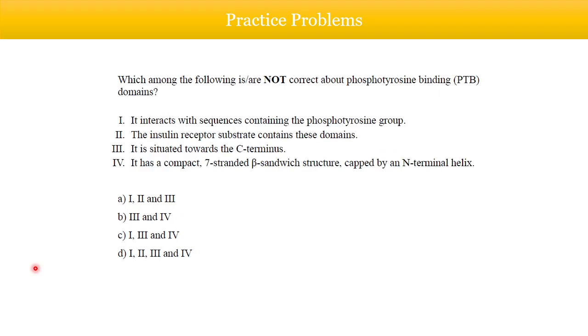Now, which of the following is or are not correct about phosphotyrosine binding domains, the PTB domains? It interacts with sequences containing the phosphotyrosine group. The insulin receptor substrate contains these domains, situated at the C terminus, and it has a compact 7-stranded beta sandwich structure capped by an N-terminal helix. So which of the following is or are not correct about the PTB domain?